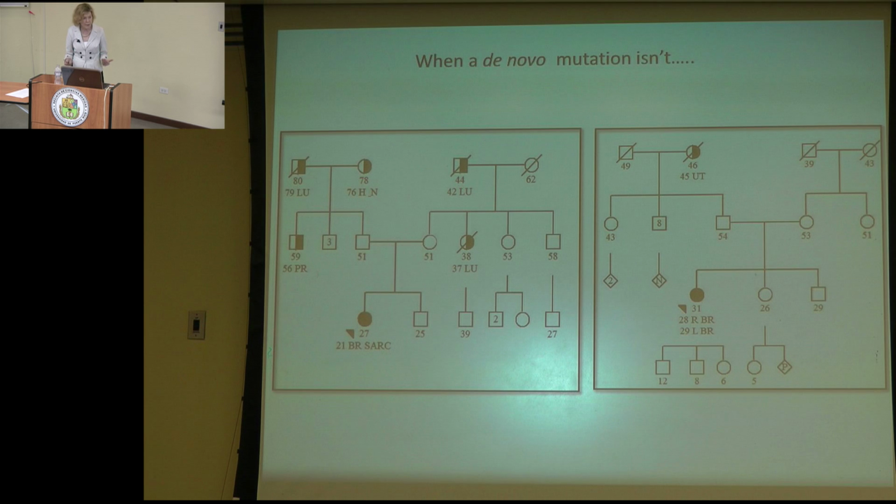And new mutations definitely do occur. We see them in maybe 10 or 15% of cases. We can actually confirm that it's a new mutation. Sometimes we can confirm that it arose on the paternal or the maternal chromosome, but we can confirm that it was not in either parent.